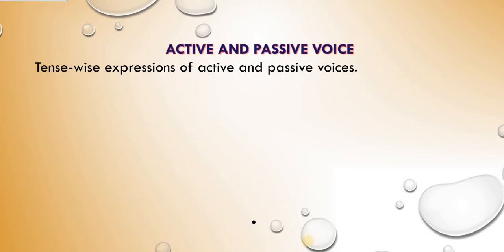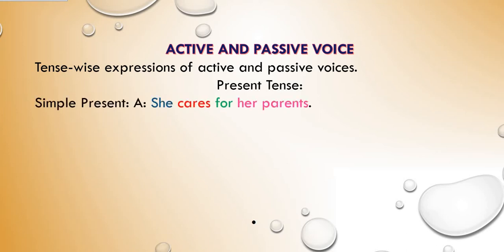Now, tense-wise expressions of active and passive voice. So we will convert active sentences into passive sentences under present tense like this. Under simple present tense, she cares for her parents. We can understand this is a simple present tense sentence. She is the subject, cares shows that this is a simple present verb, for her parents. Here she is the subject and her parents is the object. And when we convert it into passive, her parents are cared for by her.